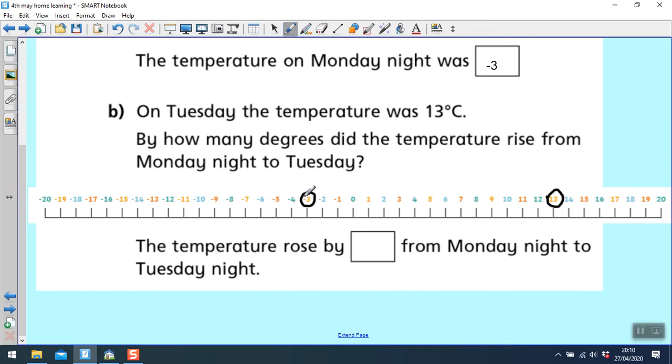Which means what do you add to -3 to get to 13? What's the difference between -3 and 13? Pause the video while you have a think.